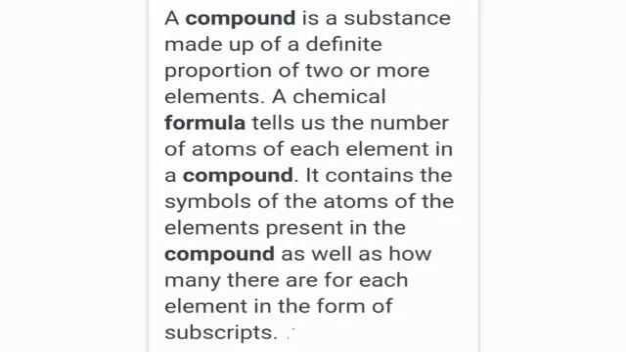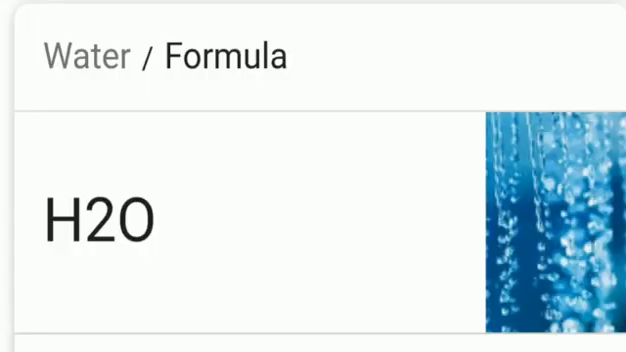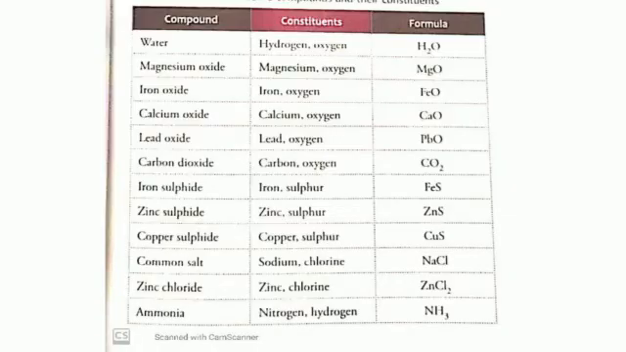Now our next topic is chemical compound formulae, or the formulae of compounds. The formula of a compound shows the number of atoms of different elements present in one molecule of that compound. The molecular formula of water is H2O. So, a water molecule has two atoms of hydrogen and one atom of oxygen. Now see this table. This is also of your textbook.